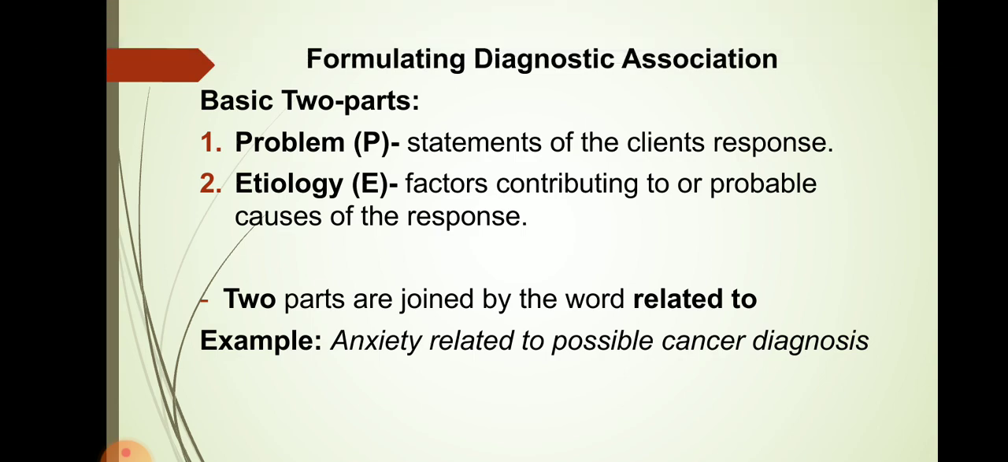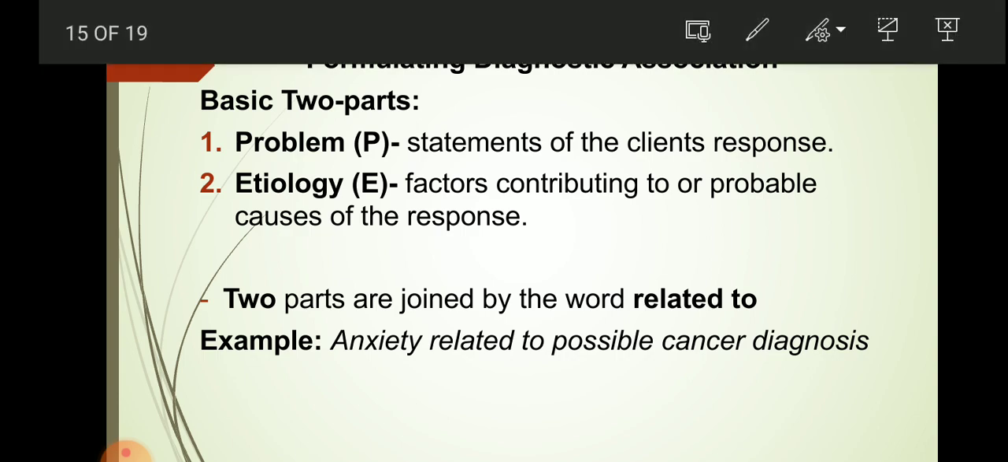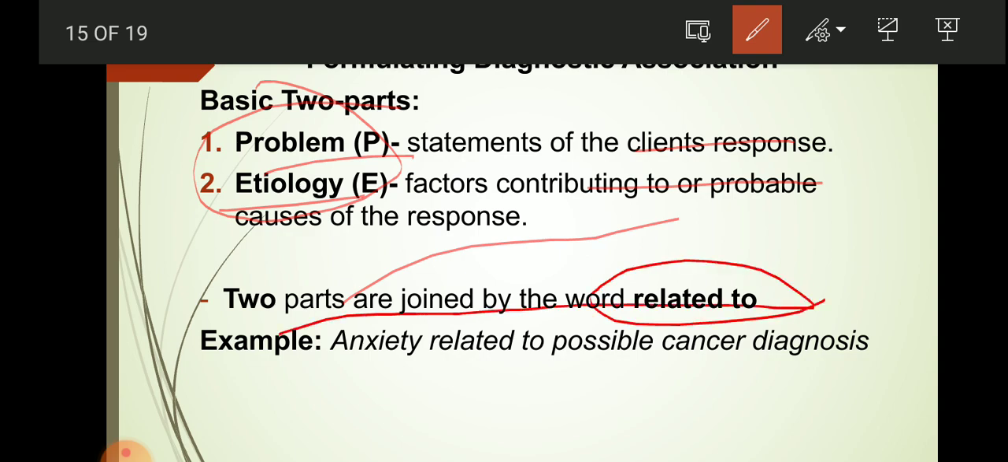In formulating diagnostic statements, there are two formats, okay? The first one is the basic two-part format, okay? It's like a problem and the etiology. Mao ning two parts, problem, etiology. For example, ineffective breathing pattern related to immobility or related to weakness. Problem ra og etiology. So when you say problem here, the statement of client response, and when you say etiology, factors contributing to or probable cause of the response. The two parts are joined by the words related to.